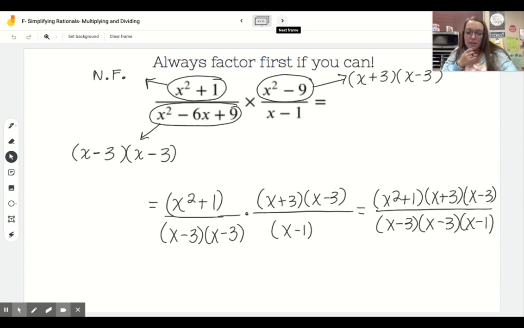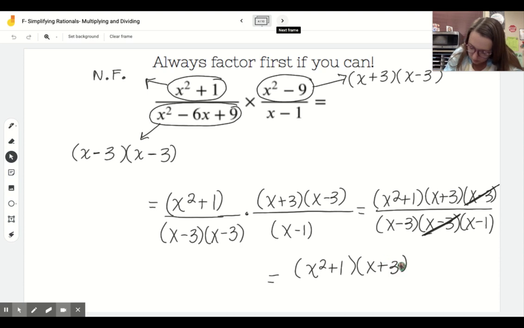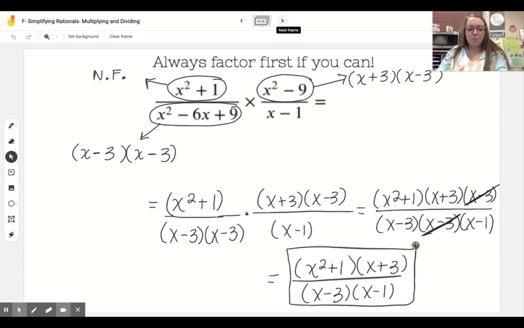Okay, and now I'm looking to see if I have anything that I can simplify. Well, I see x minus 3 on the top and on the bottom, so those cancel. And that's it, because these ones are not the same. This one's plus and this one's minus. So my final answer, the most simplified answer in factored form, would be this. And the order that you write the things in parentheses does not matter. And since we were not told to go to standard form, I'm going to leave it in factored form.